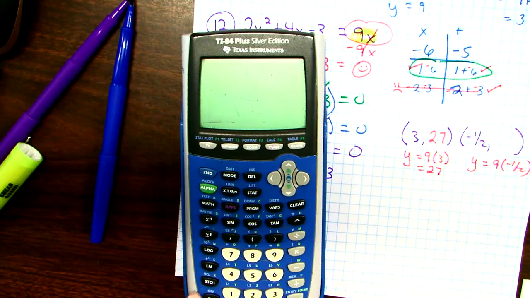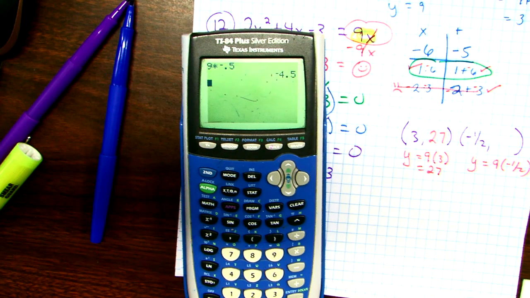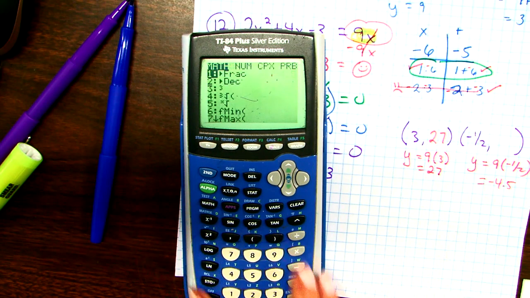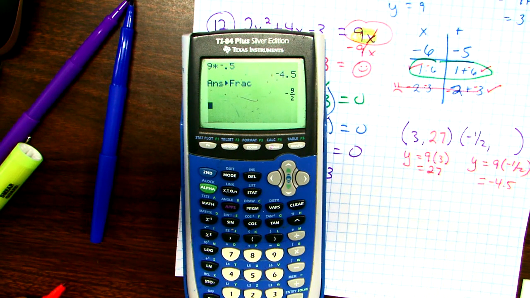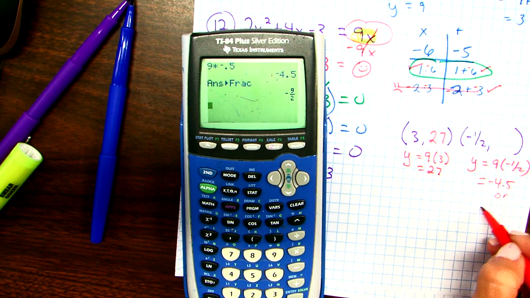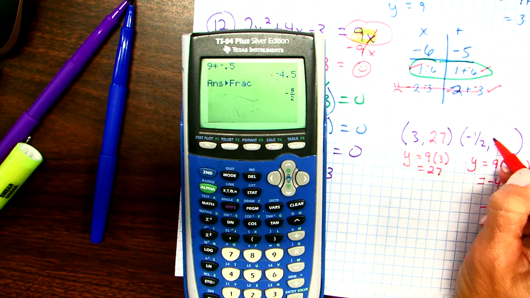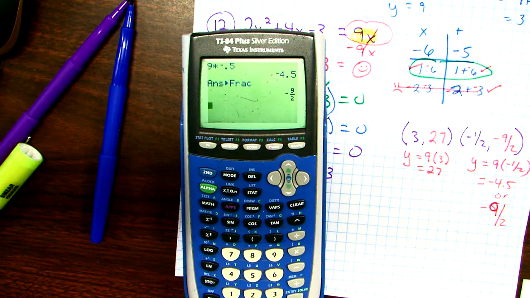So 9 times negative a half. I'm going to use negative 0.5. It's faster. I get negative 4.5. Or you can hit math, enter, enter, and make it a fraction. Either one. Negative 9 halves or negative 4.5. Okay?